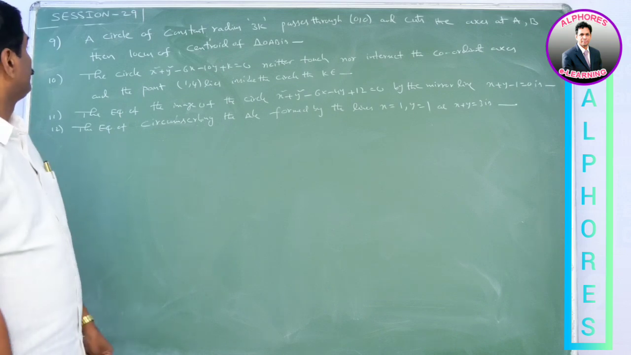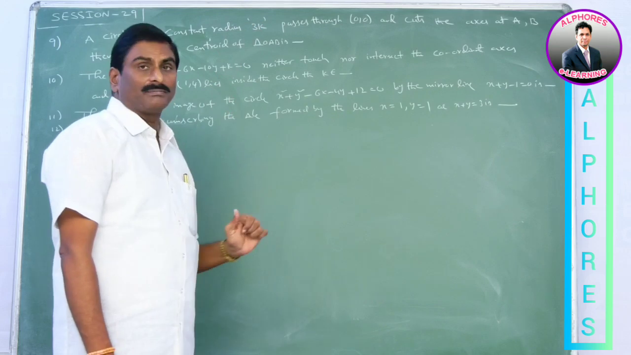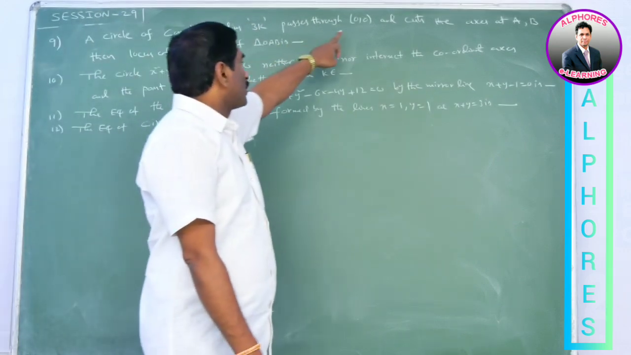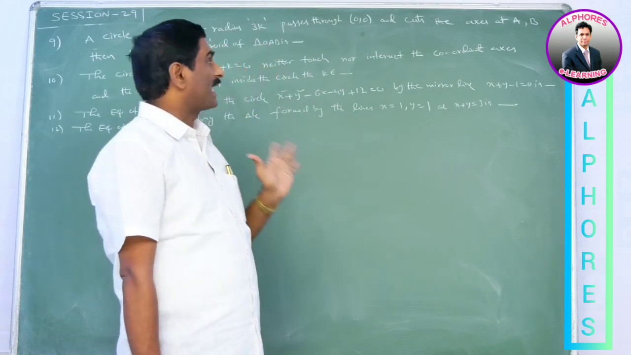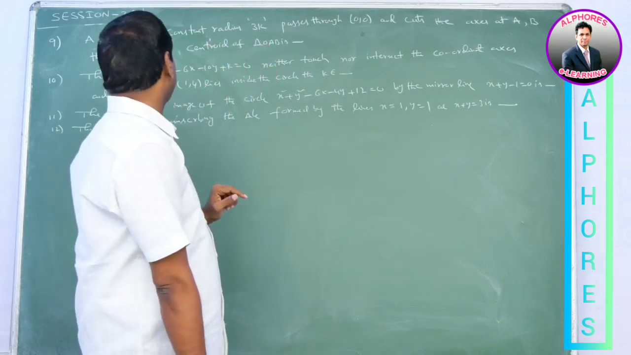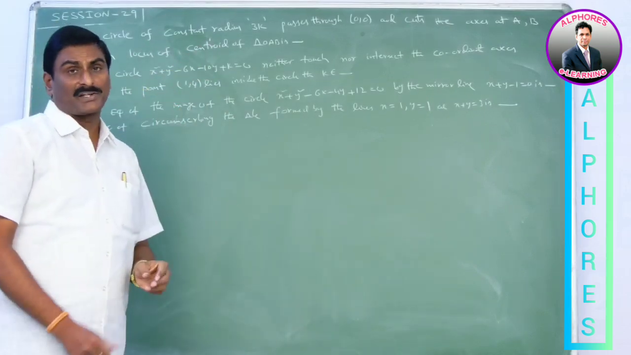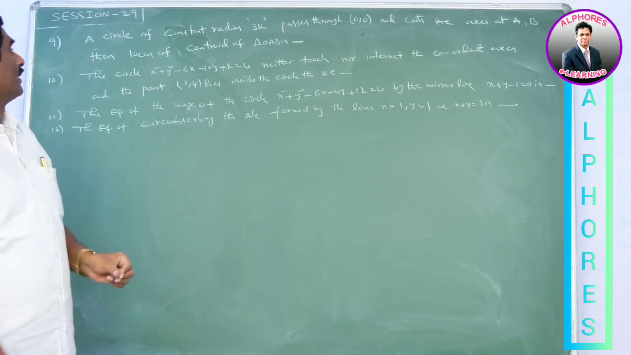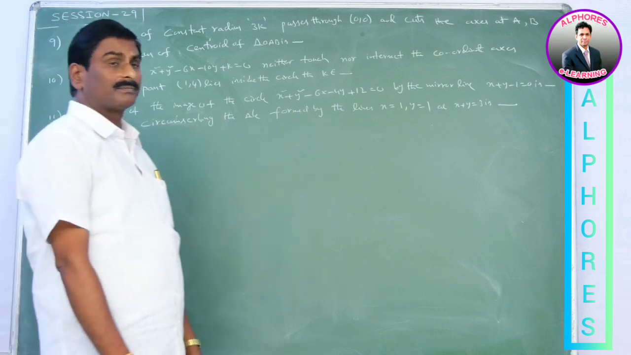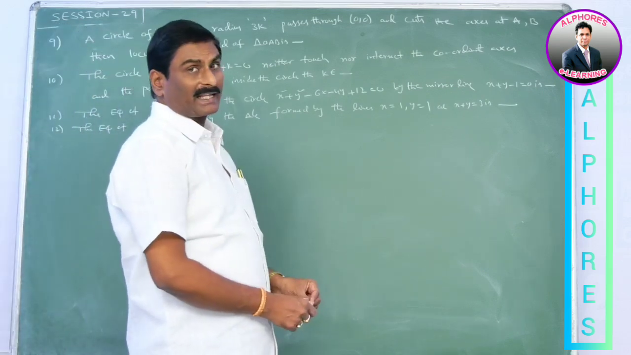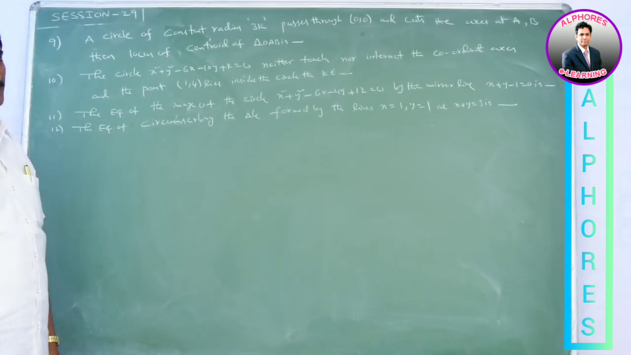Next, 9th one. A circle of a constant radius 3k passes through 0, 0 and cuts the coordinate axis at capital A and capital B. Then locus of centroid of triangle OAB is dash. The circle of a constant radius 3k passes through origin and cuts the coordinate axis at capital A, capital B. Then the locus of centroid of the triangle OAB is dash.